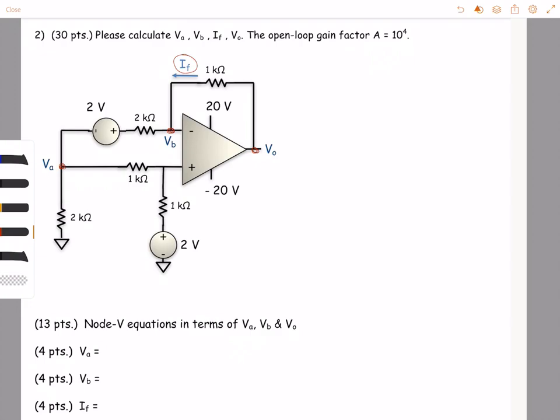So the first thing that we would like to do is try to calculate what the voltage is at the positive input terminal. If there is no saturation, whatever is here, which is V plus, has to be equal to the negative input terminal. So this value here is also going to be VB.